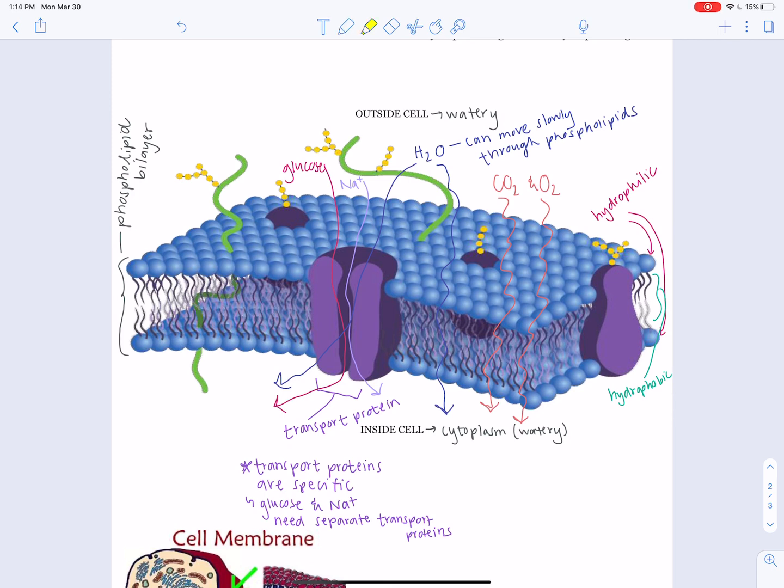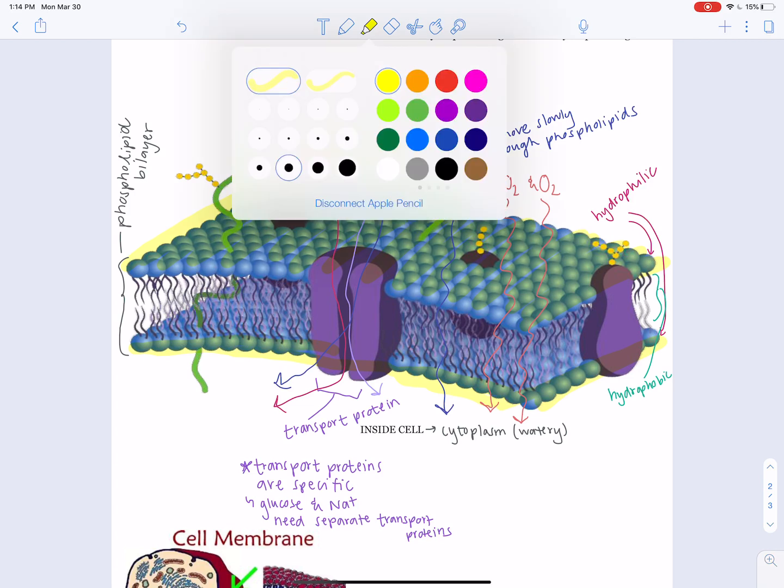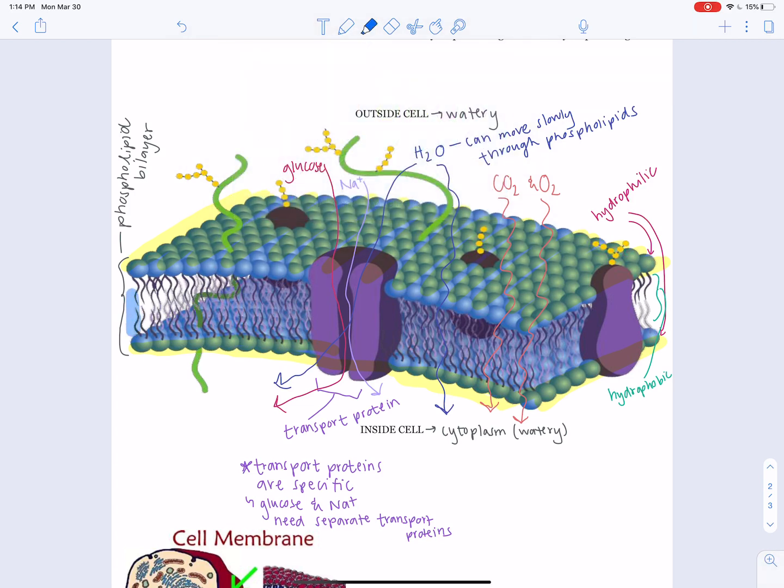The last thing I'm going to do is just really quickly try and do some bad highlighting, right? Just remembering that anywhere that is touching water is going to be hydrophilic. So all these phospholipid heads on both sides of the membrane. And anywhere that is not touching water, just like the center of the membrane, will be hydrophobic. So here's my final highlighting for you. Okay, hopefully this helps.